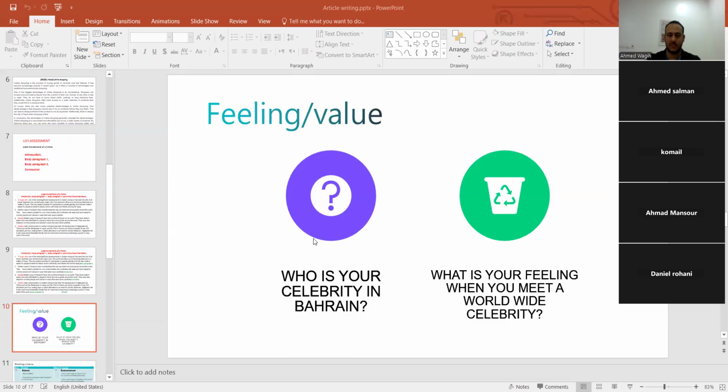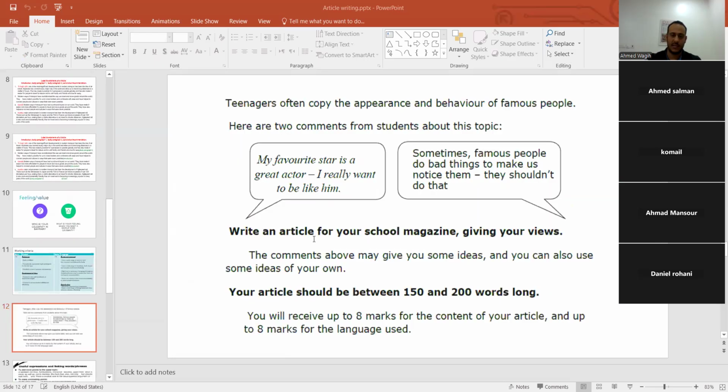So that was an example of an article, and this is how the article comes in the question. So let's have a look at this question. Teenagers often copy the appearance and behavior of famous people. There are two comments of students about the topic. By the way, these two comments help you to get an idea or to know what to talk about.